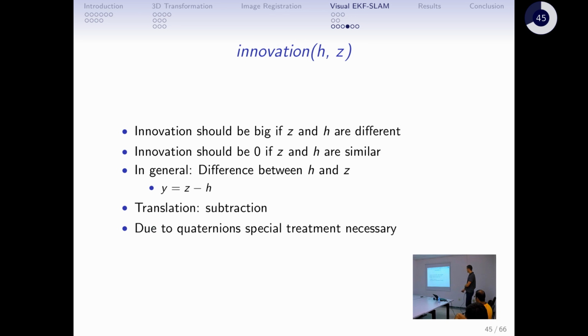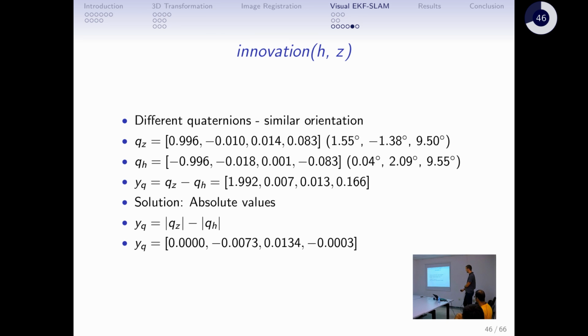Innovation. In the sense of the EKF, it should be big if z and h are different. This is true for the translation. We can just subtract them to get the innovation for the translation part between z and h. But because we are using quaternions, we have to deal with some special kind of treatment.